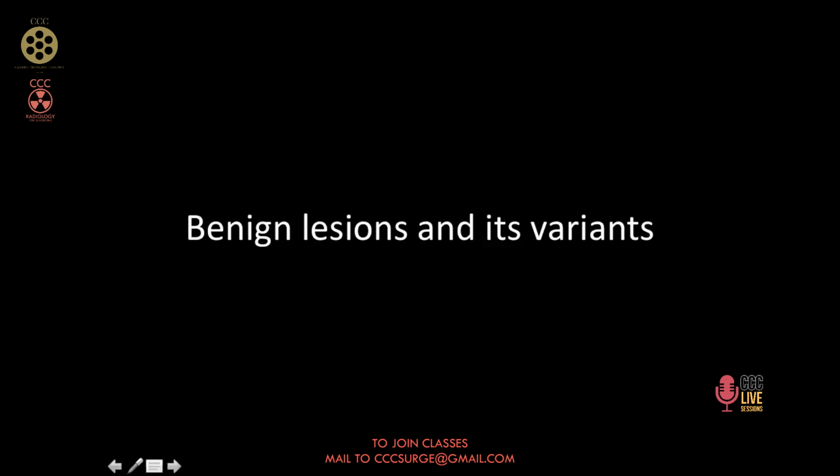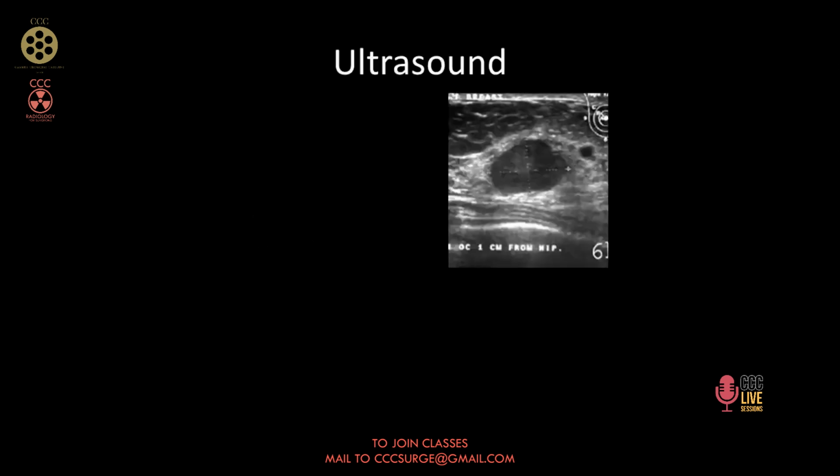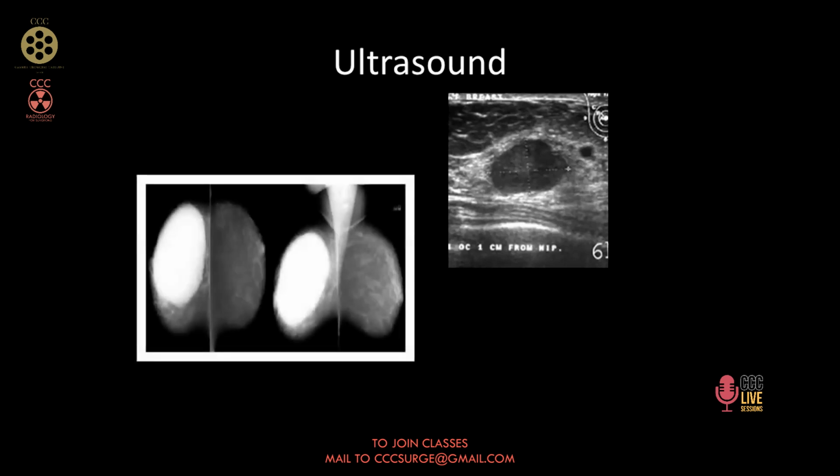Now let us start with the benign lesions and its variants. Now, as we have already discussed, this is a clear-cut benign lesion because of the factors that we have seen. Now look at this lesion. Again, in mammogram, this is a distinctly benign lesion. And you are going to say, see, the margins are very smooth, and therefore this is a benign lesion. Now, what is the difference between the two? Both of them look benign.